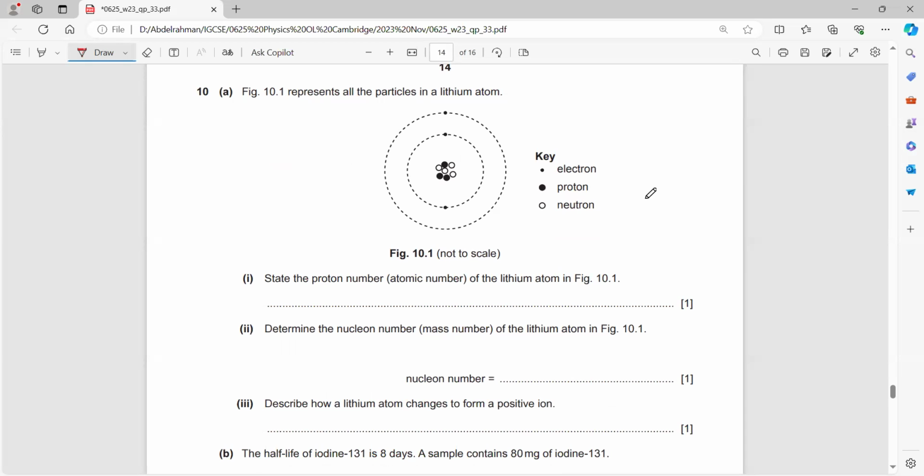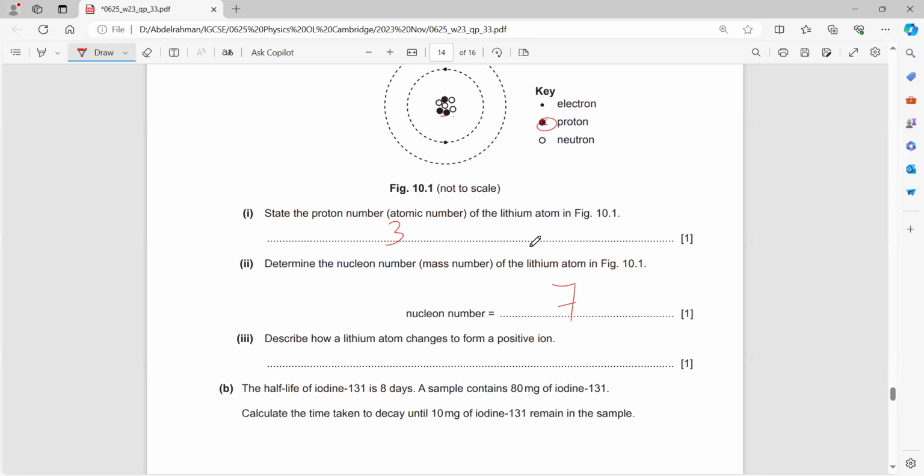State the proton number. Proton number, this is very easy, right? I just count the number of protons. We have 3 protons. Determine the nucleon number. What is the nucleon number? Of course it is 7, right? Yes, you wrote down 7. We just count the number of protons and neutrons, 7.